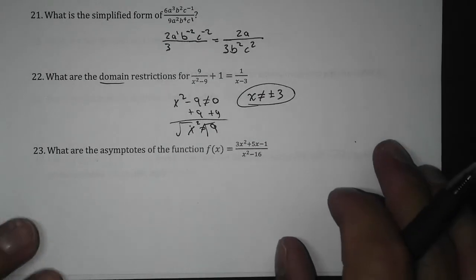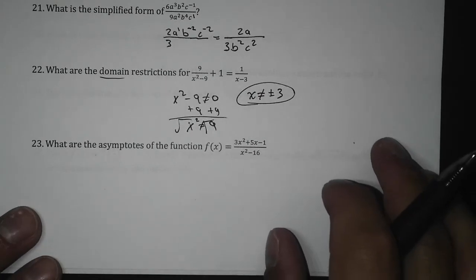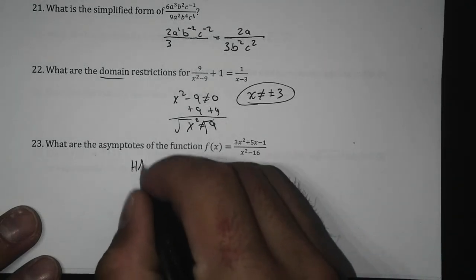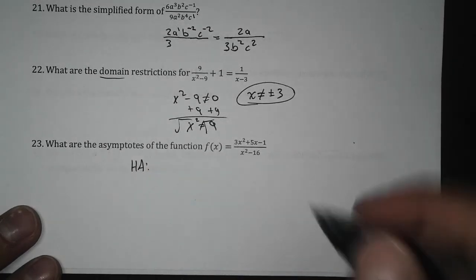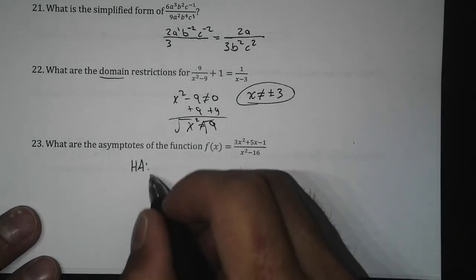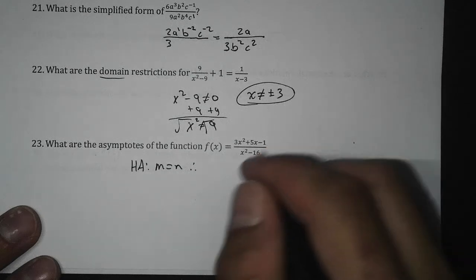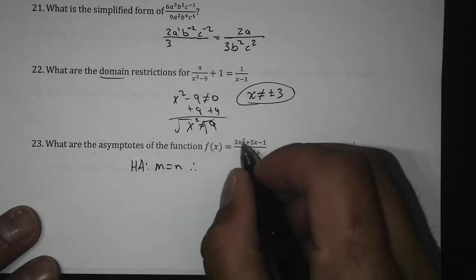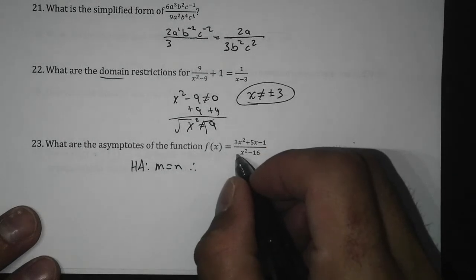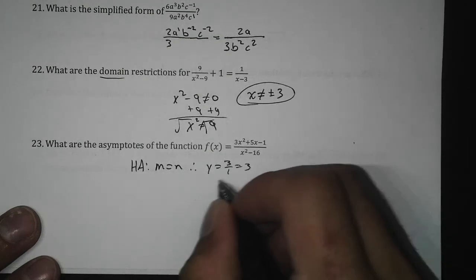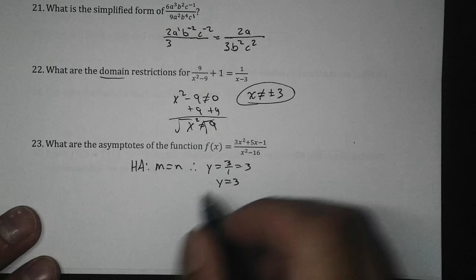23. All we're doing here is comparing our degrees of the numerator and denominator. Okay, so when we're looking for our horizontal asymptote, we compare the degrees of the numerator and the denominator. So in this case, m is equal to n. Therefore, we divide the leading coefficient with the leading coefficient. y is equal to 3 divided by 1, which is 3. So y equals 3. It's horizontal.